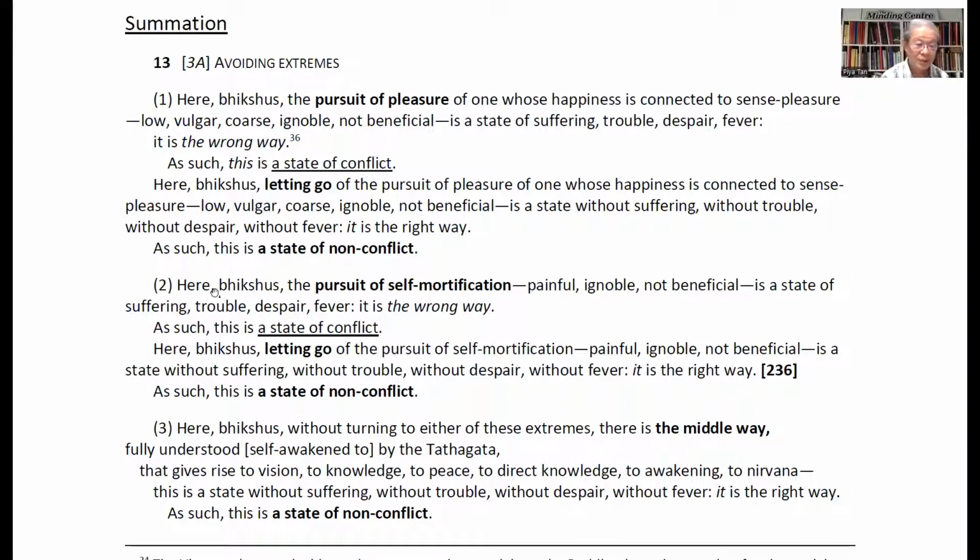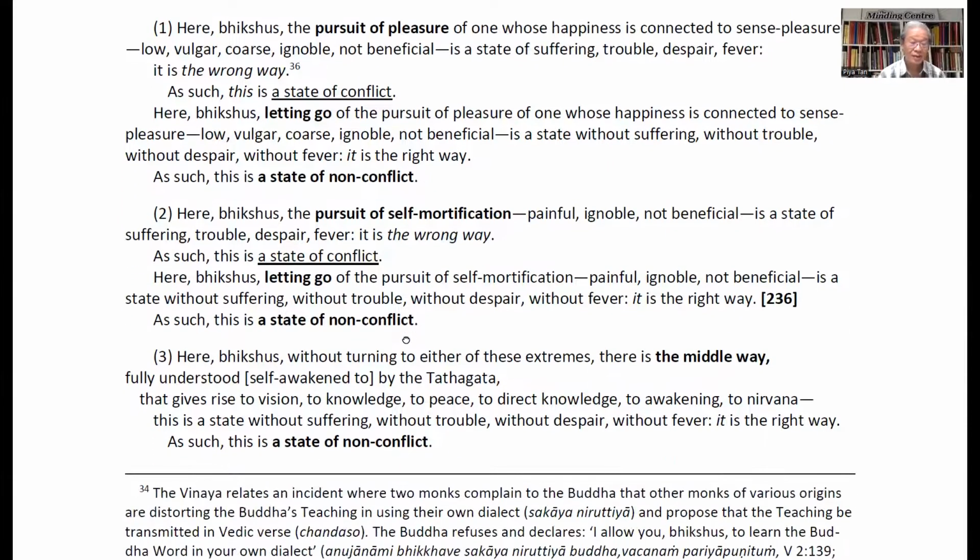2. Here, bhikshus, the pursuit of self-mortification, painful, ignoble, not beneficial, is a state of suffering, trouble, despair, fever. It is the wrong way. As such, this is a state of conflict. Here, bhikshus, letting go of the pursuit of self-mortification, painful, ignoble, not beneficial, is a state without suffering, without trouble, without despair, without fever. It is the right way. As such, this is a state of non-conflict. So here again it is the action, letting go, that we're talking about, not the person.